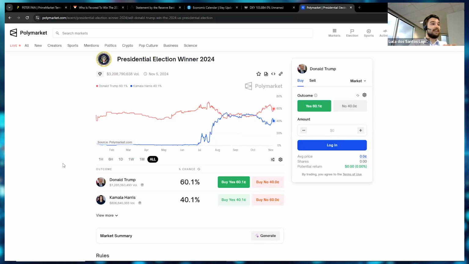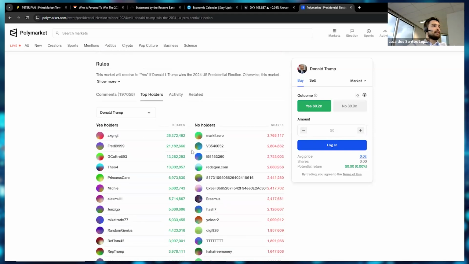Not trying to take any side of politics here, but the polls, when we look at, let's say, Polymarket, are telling. When we look at Polymarket, it's a $3,280,790,638 pool, which is pretty huge. We're looking at Donald Trump with a 60.1% chance of winning and Kamala Harris with 40%. Donald Trump has pretty much 1,285,563,000 and Kamala Harris only 806 million, so below the billion of Donald Trump. That's the whole thing, right? When I come down here to top holders, I can see that ZXGNGL is holding 28 million shares. This other guy here, Freddie, is holding 21 million shares.